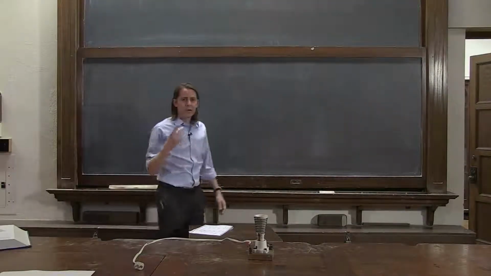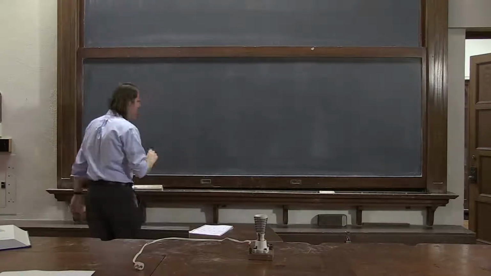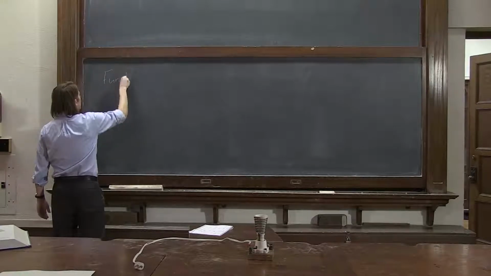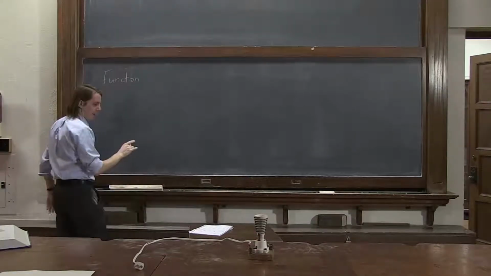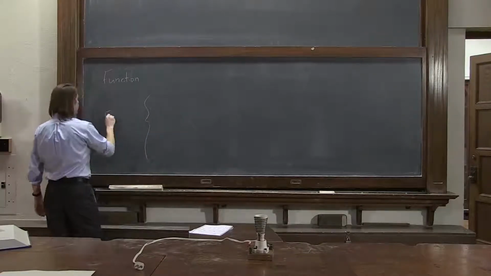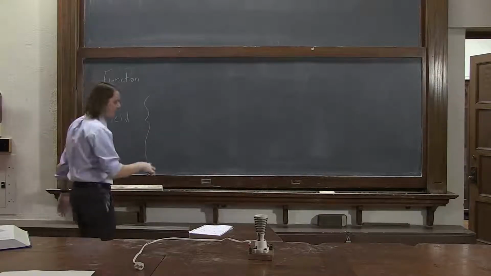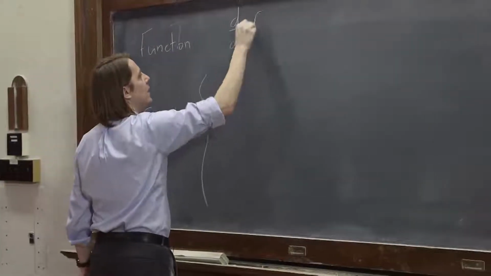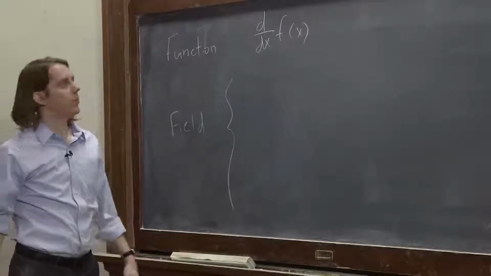So we need our second spatial field derivatives. Well, let's go back to the beginning a little bit. Let's remember the difference between a function and a field. And let's remember our first derivatives. First things first, first derivatives. We can take the d/dx of a function f of x. That's a first derivative.